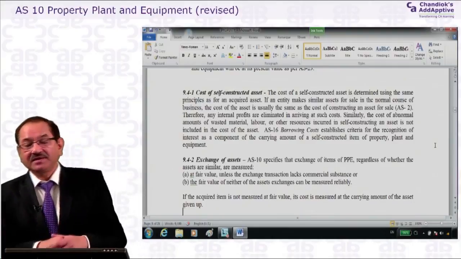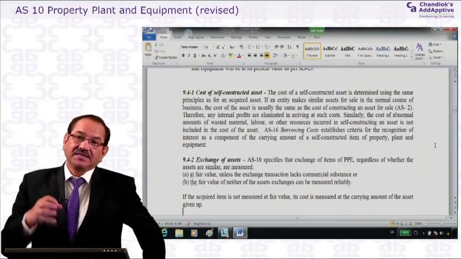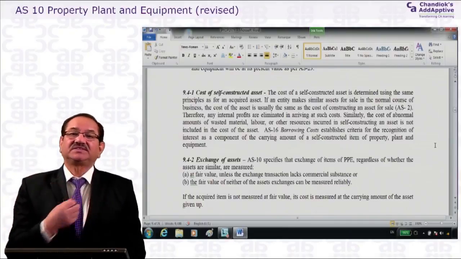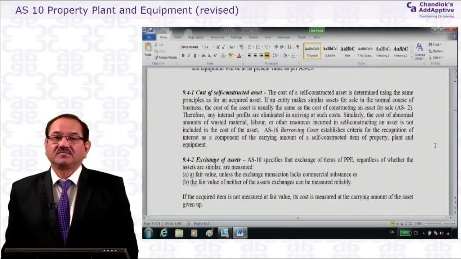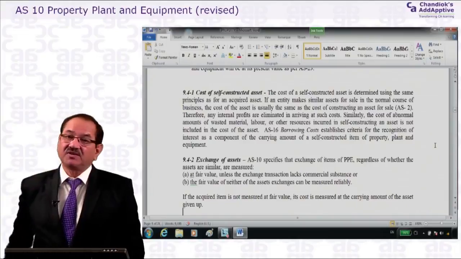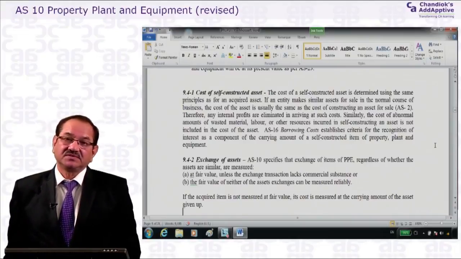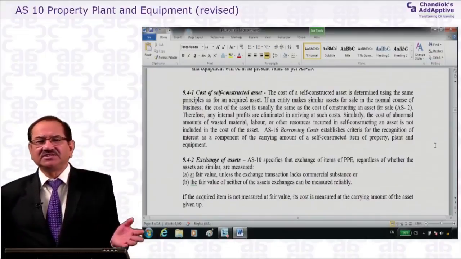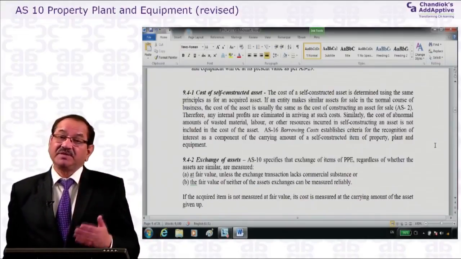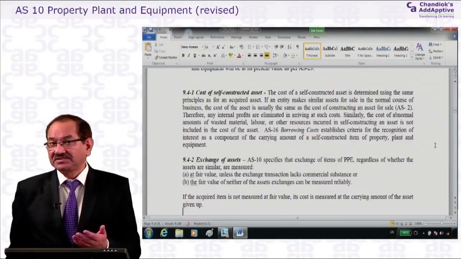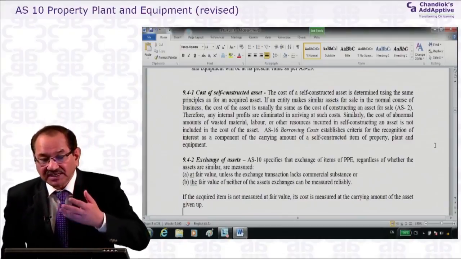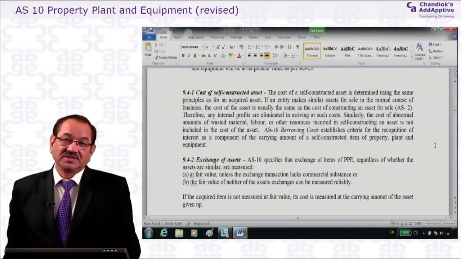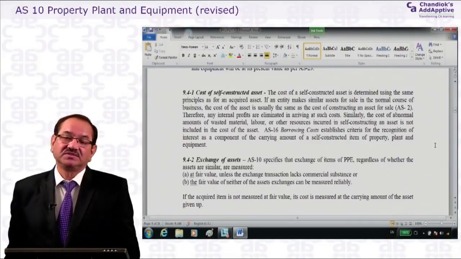And if you remember, in the case of self-constructed assets or in the case of exchange of assets, there was a principle laid down in the earlier standards. Whereas there is no remarkable change, in some cases, maybe in the exchange of assets, when you are purchasing one asset and giving another asset, there is a change in that principle.